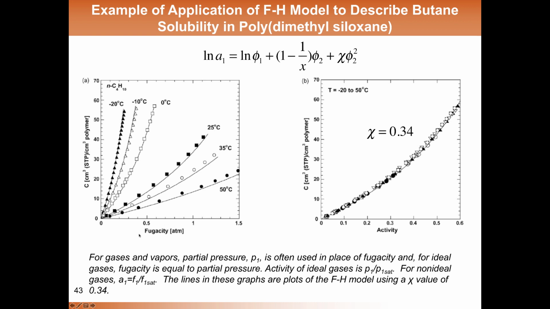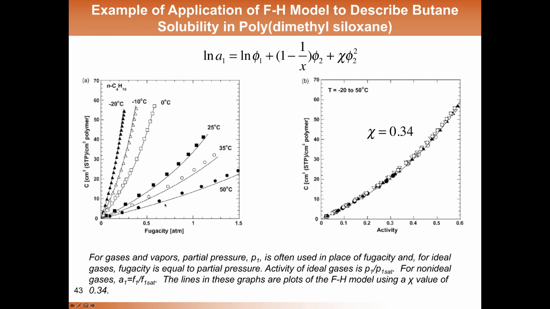Fugacity is written on the x-axis here, but that basically just accounts for the fact that particularly at low temperature, butane can be rather non-ideal, and plotting versus fugacity rather than pressure corrects for that non-ideality. The lines through the experimental data are fits to the Flory-Huggins model with 1 over x set to 0 and chi set to be 0.34. So one value of the chi parameter gives the curves that essentially completely describe this experimental data.